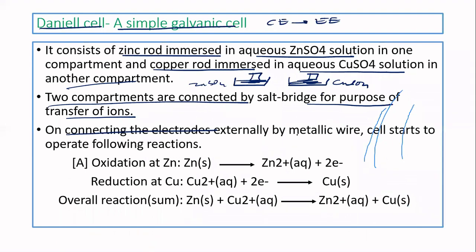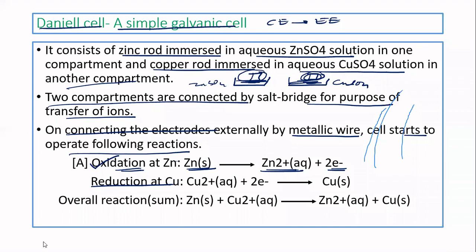On connecting the electrodes externally by metallic wire, the cell starts to operate with the following reactions. Once we connect the electrodes, the following reactions occur. First is the oxidation at the zinc electrode. At this zinc electrode, oxidation occurs. Solid zinc undergoes oxidation to give Zn2+ ions and 2 electrons. It liberates 2 electrons.